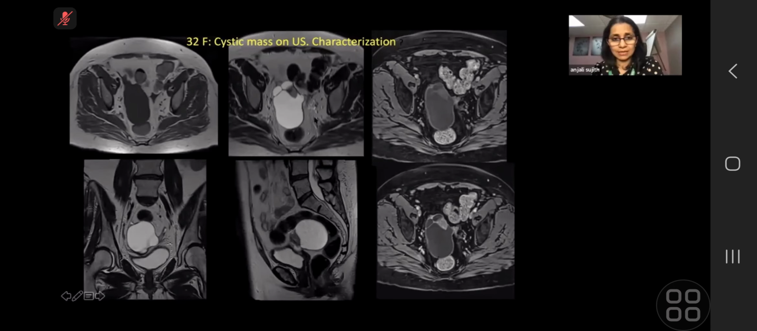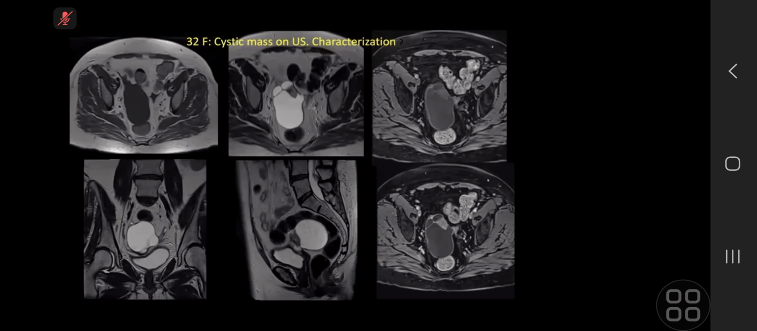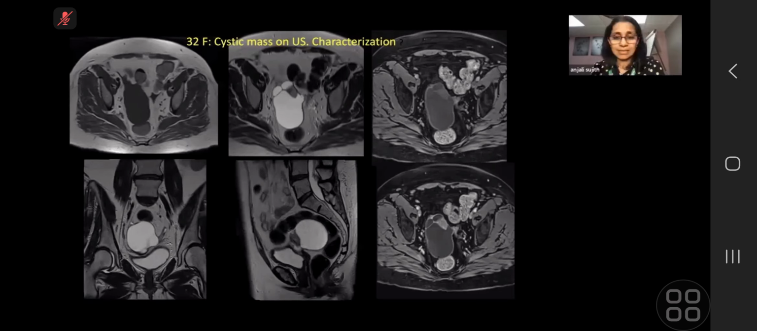Okay, so when you see a cystic lesion with solid component with enhancement, what is your diagnosis? Cystic ovarian neoplasm. Yes, this is a carcinoma of the ovary. So when you see a solid component in an adnexal lesion with enhancement, malignancy is your number one consideration.